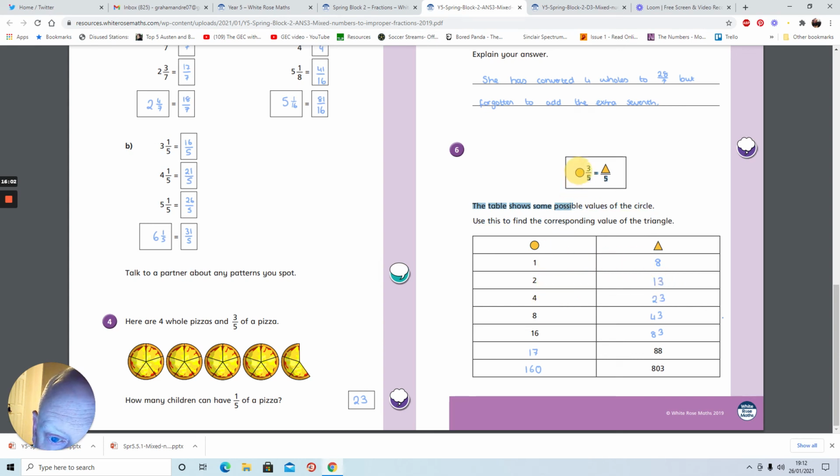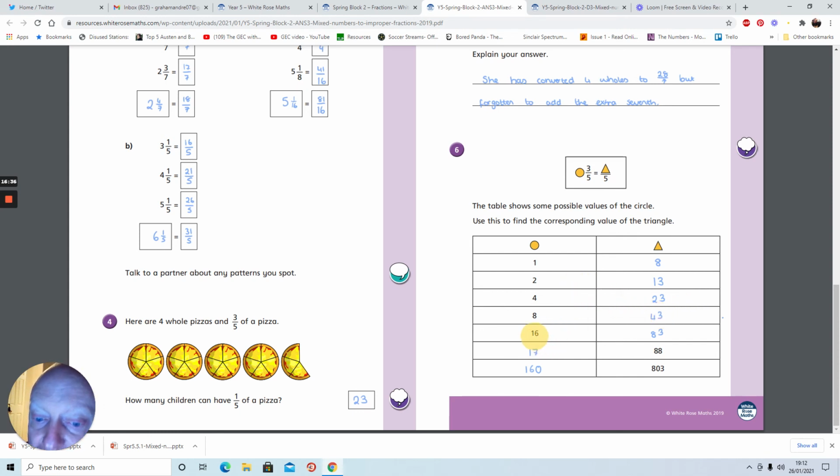Right, if this number is 4, so 4 and 3/5. Okay, so what's 4 times 5? Yeah, 20. Add the 3 is 23. So the triangle would be 23. If you have 8 here, 8 and 3/5, you go 8 times 5, which is 40, add the 3, which is 43. So the answer for the triangle is 43.